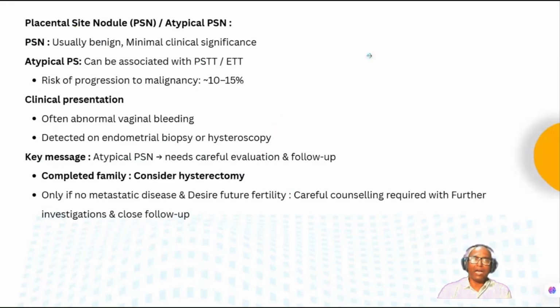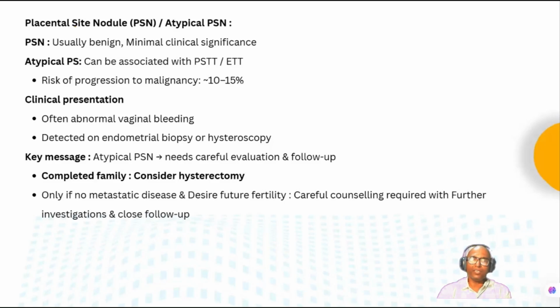Now the guideline talks about the placental site nodule. We have seen there are two. One is a typical placental site nodule and another is an atypical placental site nodule. So placental site nodule, which is typical, generally it is benign, minimal clinical significance. If it is an atypical placental site nodule, it can be associated with the PSTT or ETT. The risk of progression to the malignancy is to the tune of 10 to 15%.